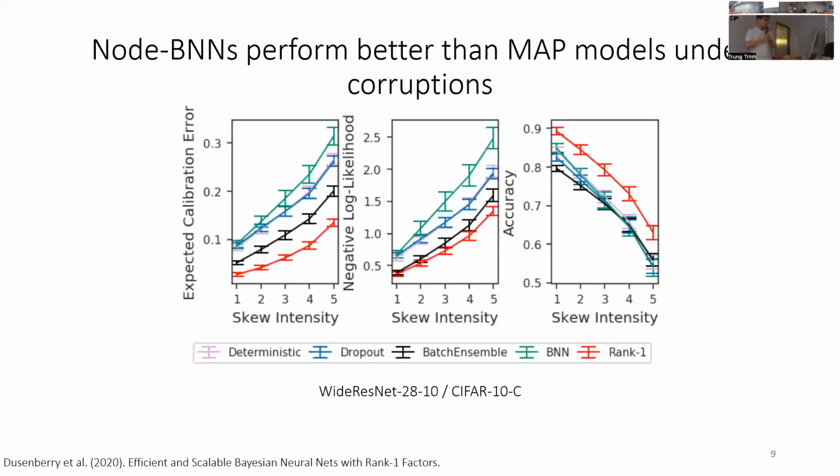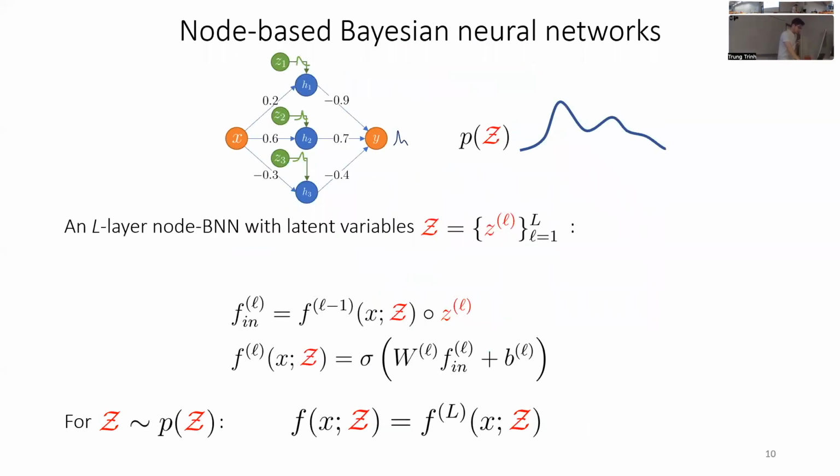The previous paper introducing rank-1 BNN showed that this type of node BNN actually performs quite well, better than the MAP model under corruption. Here the red line shows that this model achieved higher accuracy under increasingly corrupted input compared to the MAP model.